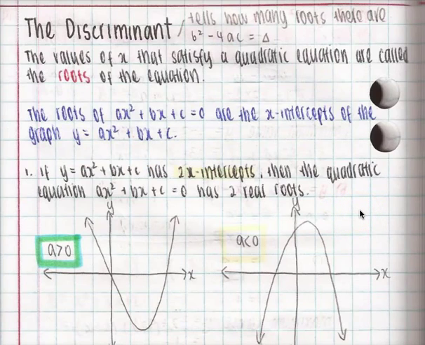Now we're going to look at three scenarios here. In this first scenario, our parabola cuts the graph in two places. So if y equals ax squared plus bx plus c, which is just the general form of a parabola, has two x-intercepts, then the quadratic equation ax squared plus bx plus c equals 0 has two real roots, and we can see 1, 2 roots there, and 1, 2 roots there. This is a concave up parabola where the coefficient of the x squared, which is a, will be positive, and this is a concave down parabola where the coefficient of the x squared, which is the a, is negative.